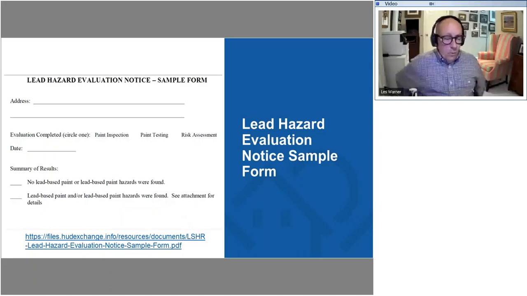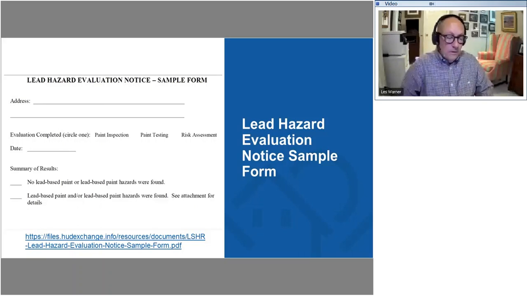And so what that report or that notification is going to do is either tell them that your unit was found to have no lead-based paint or paint hazards, or it will provide detailed information about the presence and location of lead-based paint hazards. And that can include how they would seek additional information to see the full report.